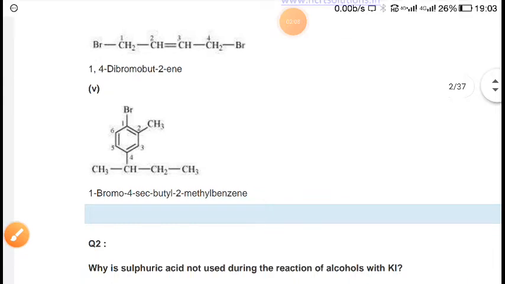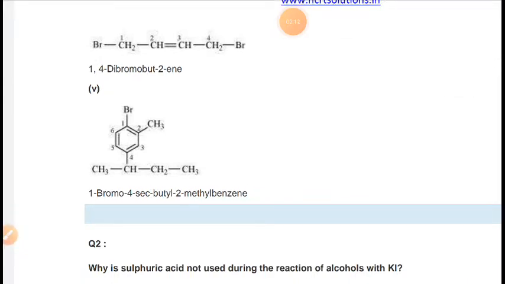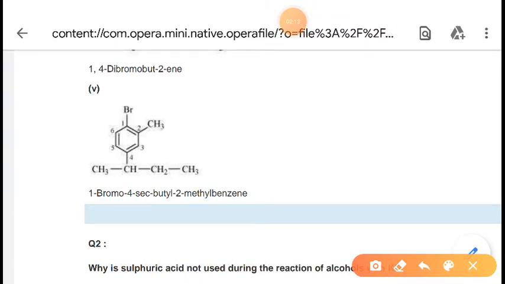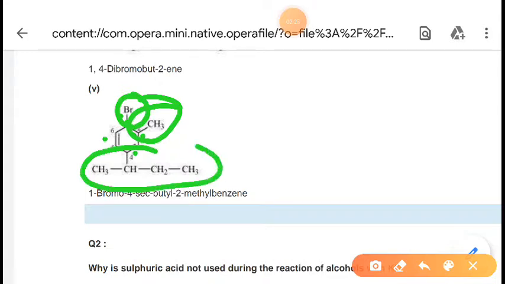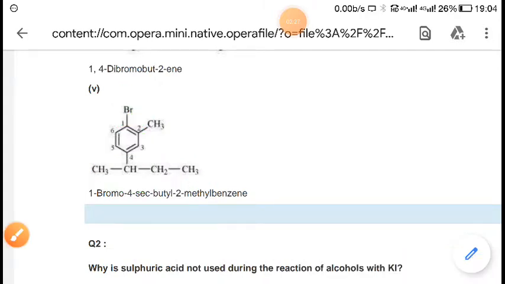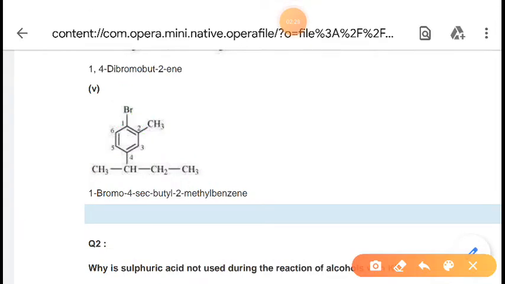Okay. Now next is 4-bromo 4-sec-butyl 2-methyl benzene. So when it is like this, you will name it like this: 1, 2, 3, 4, 5, 6. In the first position there is a bromo, in the second position there is a methyl, and in the fourth position you can see this is sec-butyl, right? So you can name it like this: 1-bromo 4-sec-butyl 2-methyl benzene.